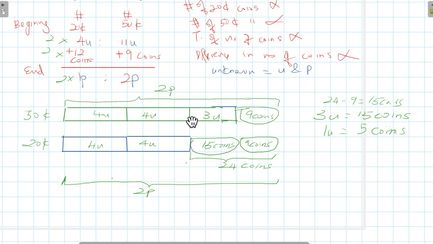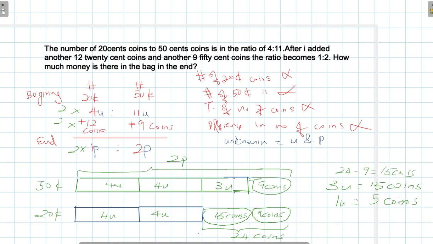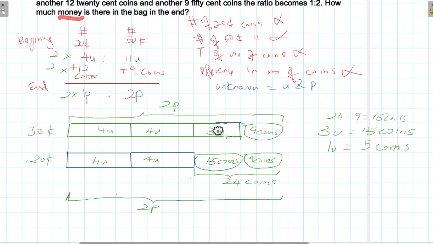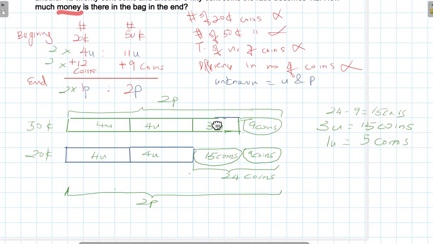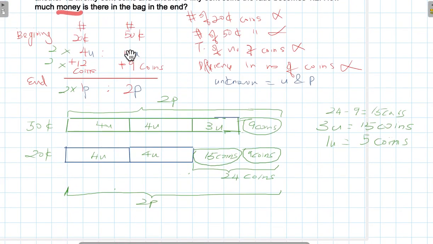Okay, go back to the question. Again, want to highlight. It's asking you how much money. Because now along we are still counting the number of coins. It's not the money yet, right? But I know that 1 unit is actually 5 coins. So let me go back here. It's asking how much money is there in the bag in the end.